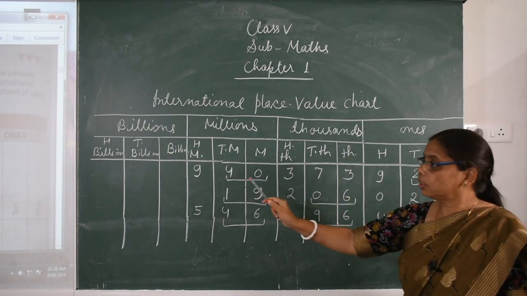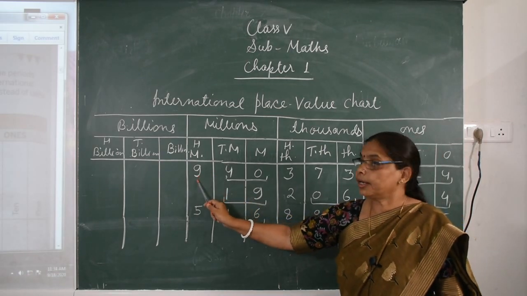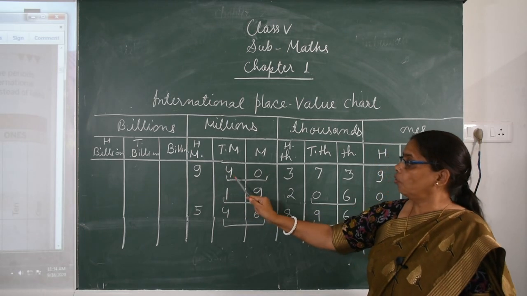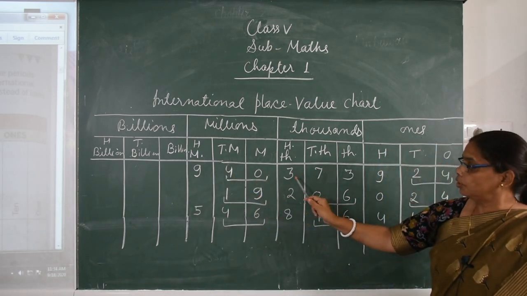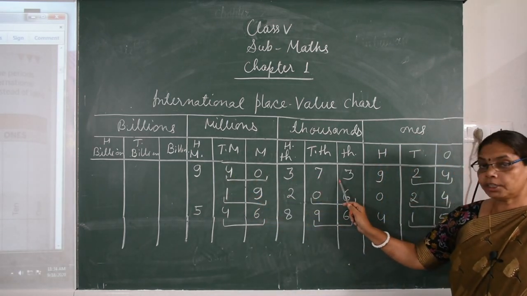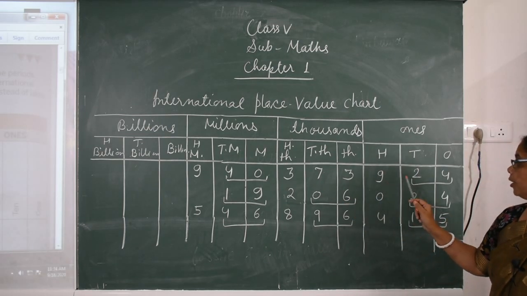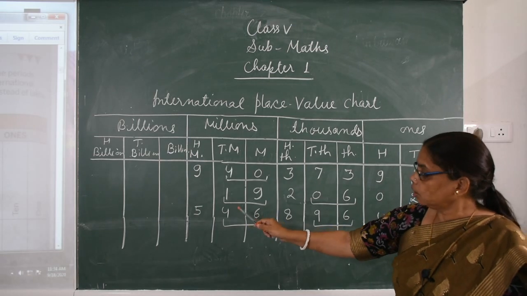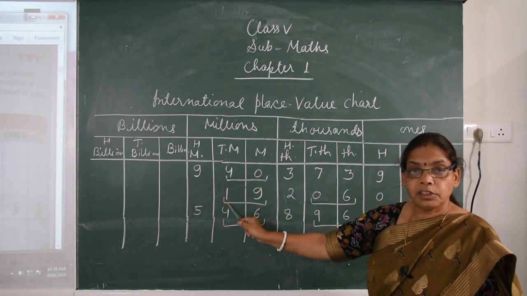940 millions, 373,924. Once again, 940 millions, 373,924.